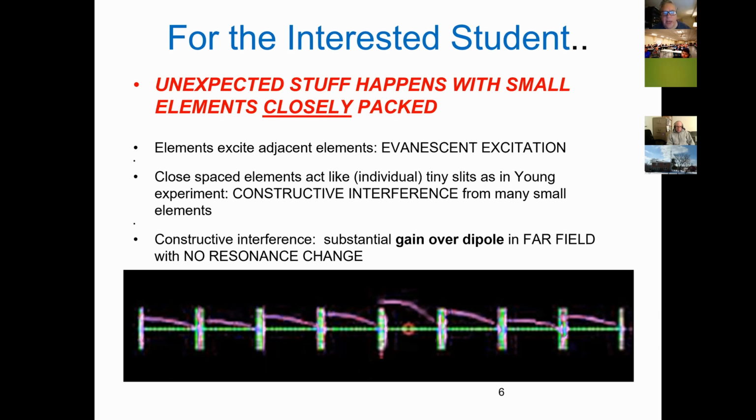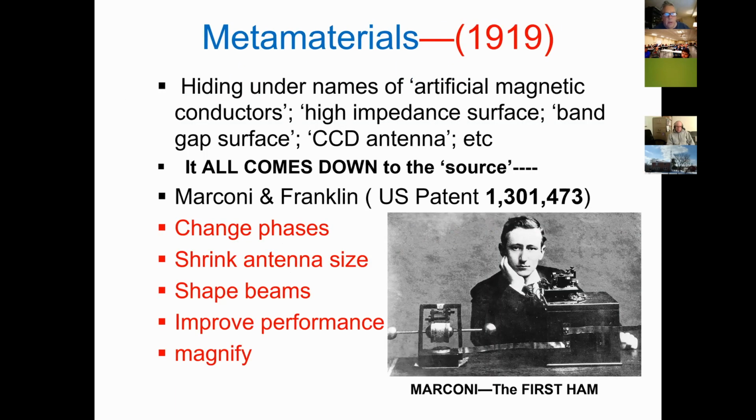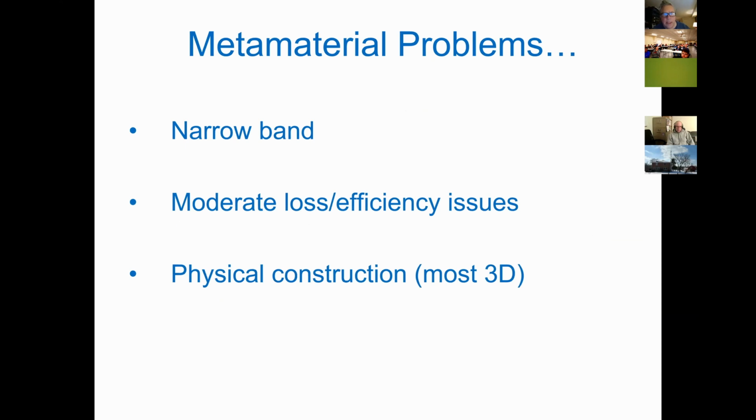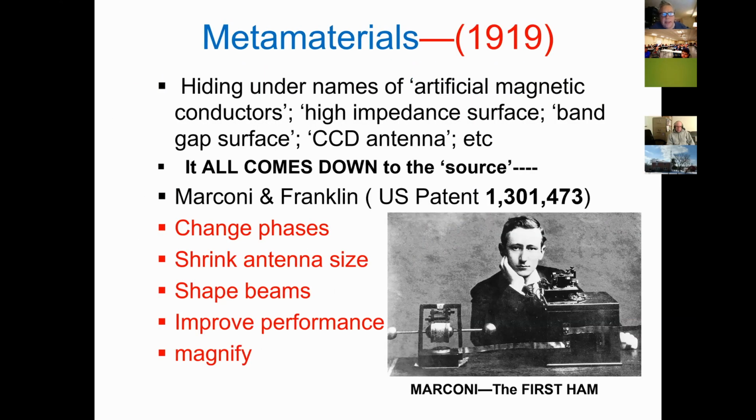Now, this kind of activity has, as I said, a number of names. Things like artificial magnetic conductors, high impedance surfaces, band gap surfaces. In this case, a CCD antenna, which means controlled current distribution antenna. Well, guess what, folks? That antenna was invented not in the 1960s in Britain. It was invented by Marconi and Franklin in 1919 in the United States. All these go into the rubric because you have close-spaced resonators, being metamaterials.